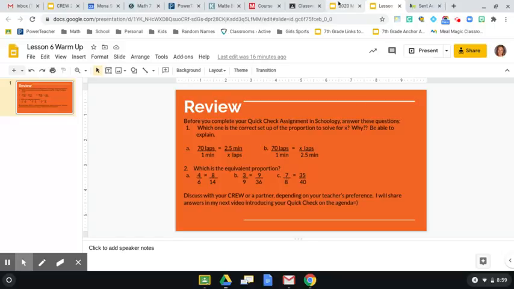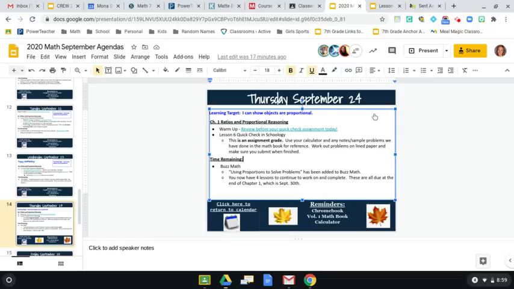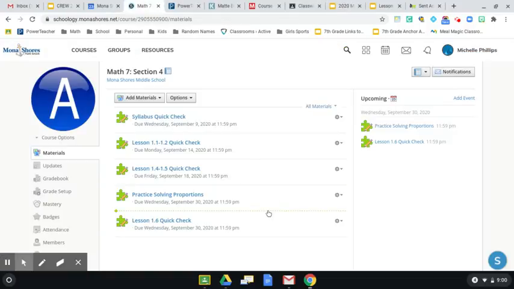Now, you are headed here in your agenda to the second bullet that says Lesson 6 Quick Check in Schoology. This is an assignment grade. Any quick check that we've done in Schoology has been an assignment grade. This is your 5th assignment grade that will be going into the grade book. If I show you here what that looks like, all the way at the bottom is the one that you're completing today, lesson 1.6. There are 5 questions in there that review lesson 6 for you.